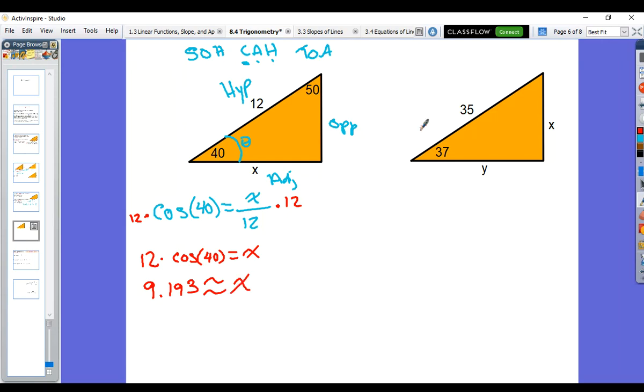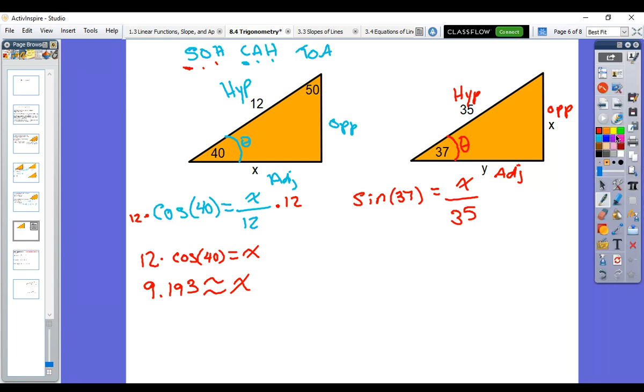Now let's look at this next problem over on this side. We have two unknowns, x and y, with 37 being our reference angle. That's our reference angle right here, which makes x our opposite side and y our adjacent side. Let's solve for x first. From theta, this is opposite, and of course we know our hypotenuse. Which one uses opposite and hypotenuse? Sine. So we'll set it up as the sine of 37 equals our opposite, x, over our hypotenuse, 35.